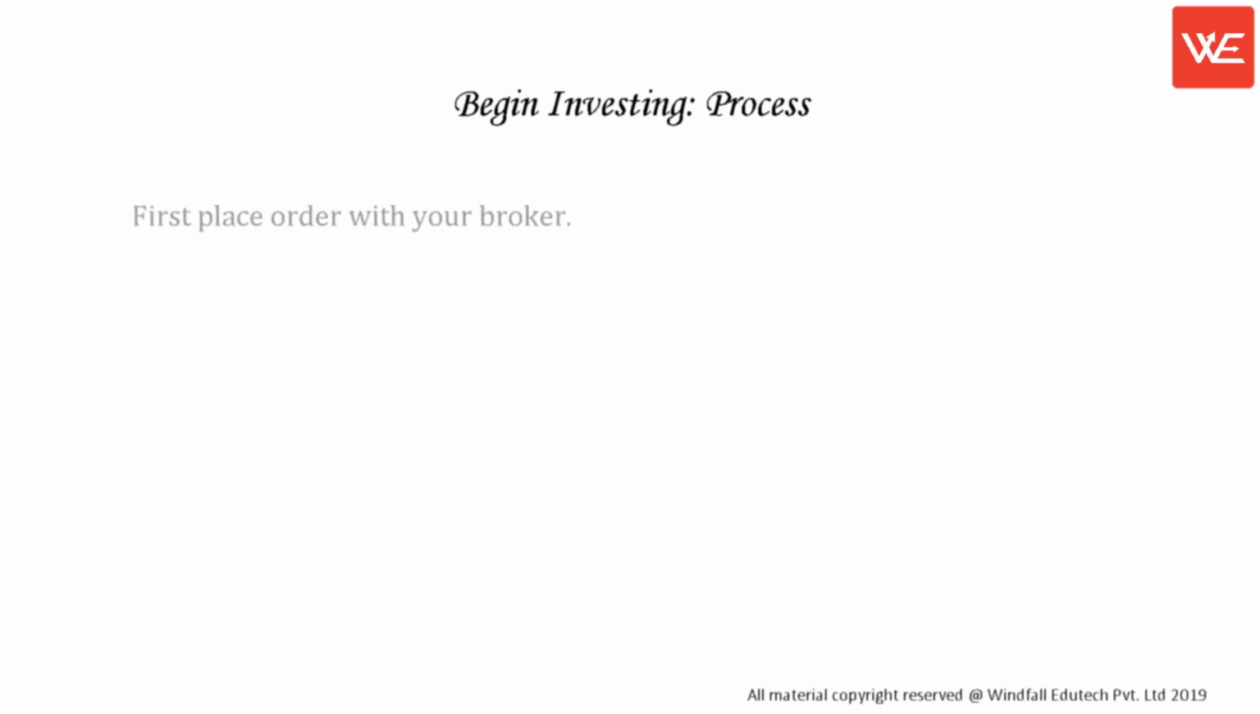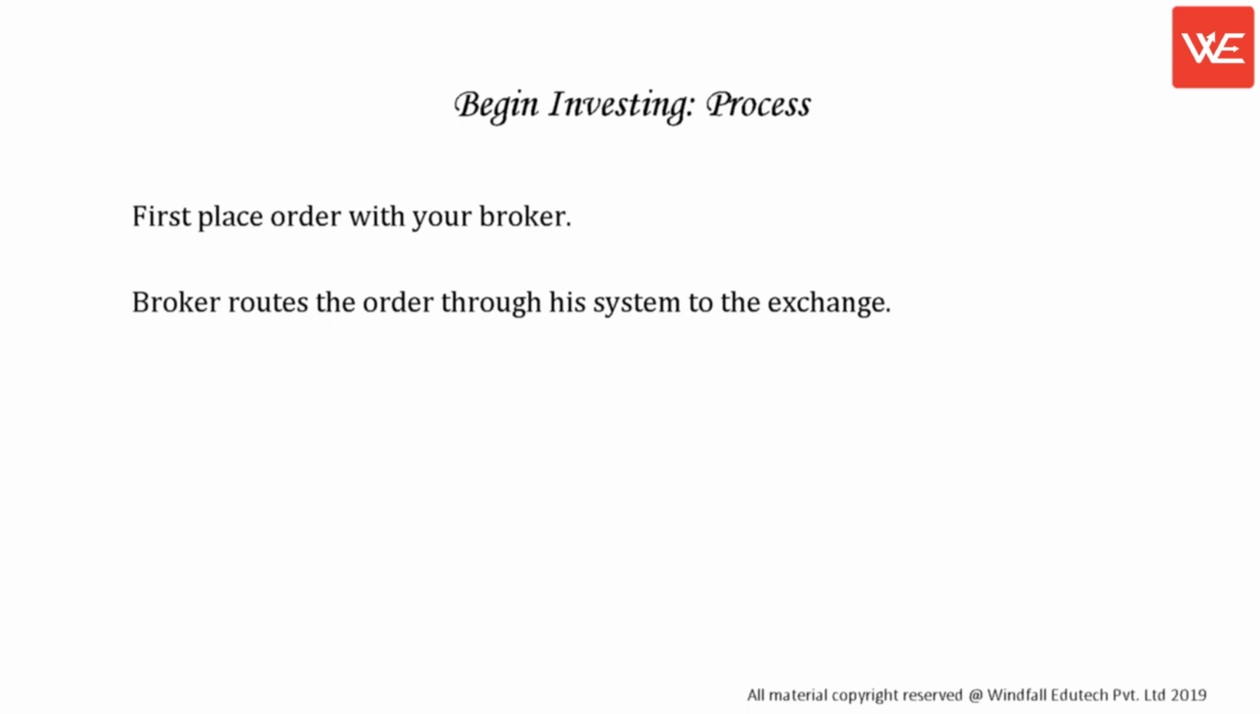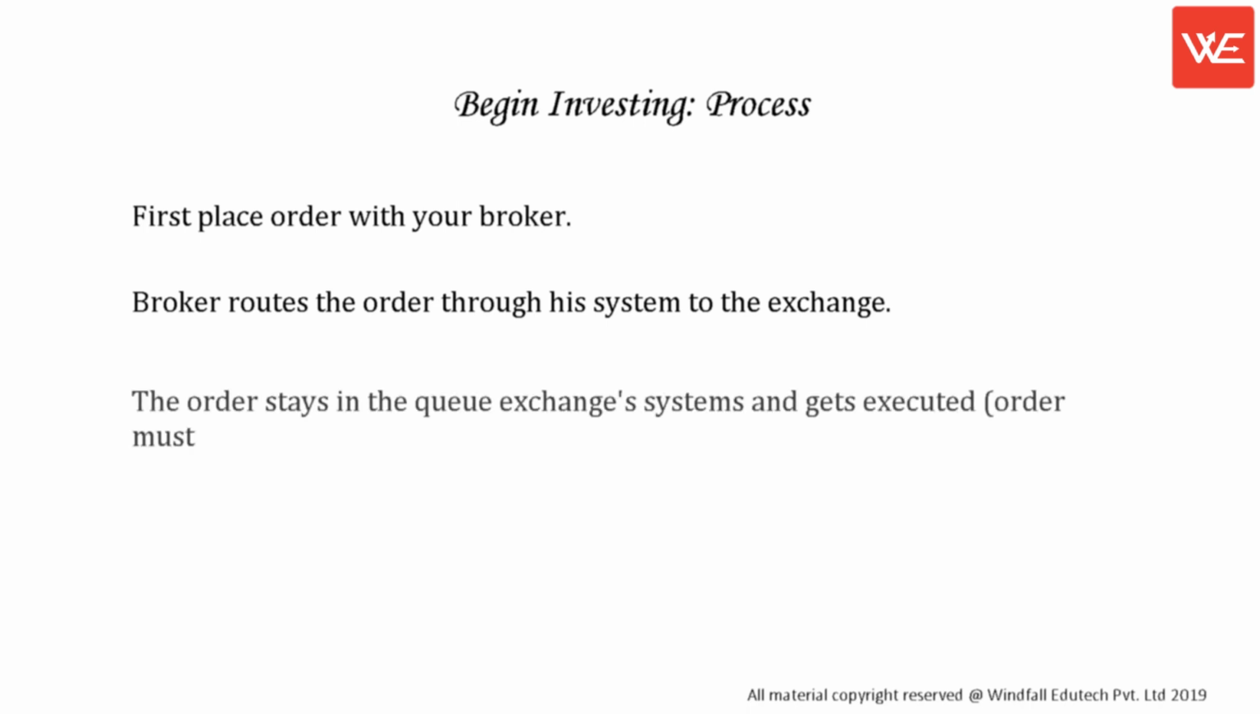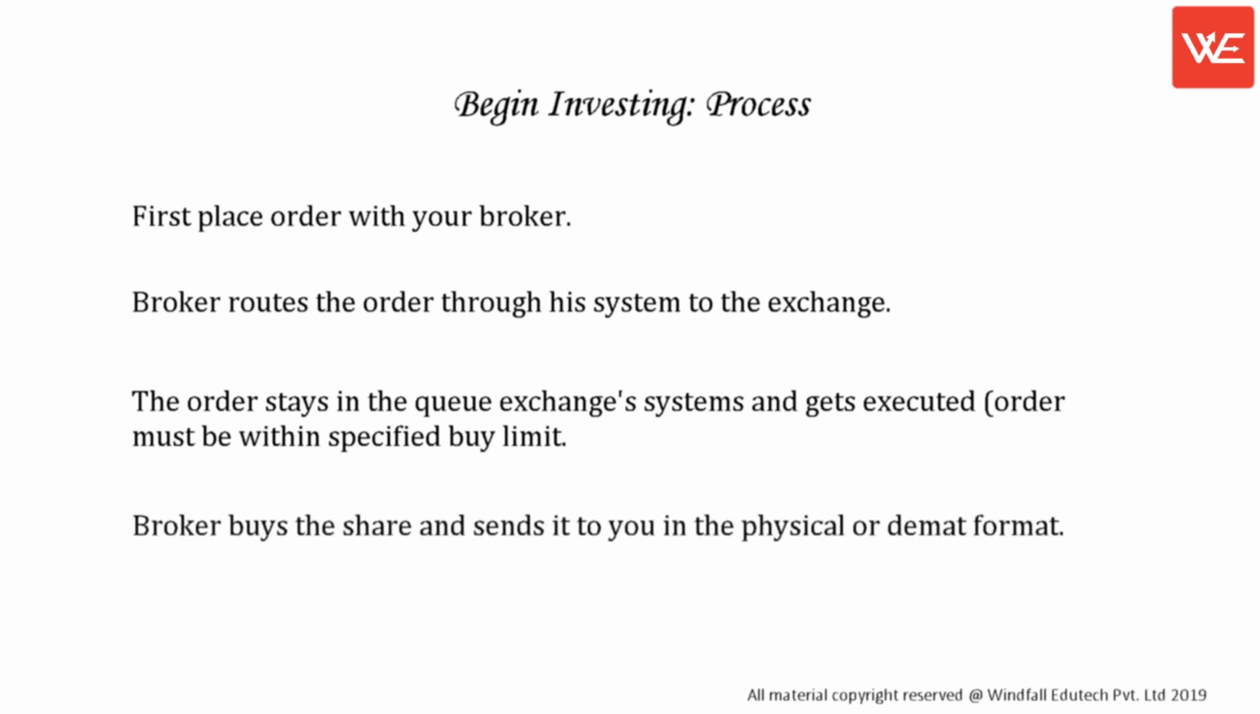Begin investing. Process. First, place an order with your broker. The broker routes the order through his system to the exchange. The order stays in the queue in the exchange's systems and gets executed. The order must be within the specified buy limit. The broker buys the share and sends it to you in the physical or Demat format.